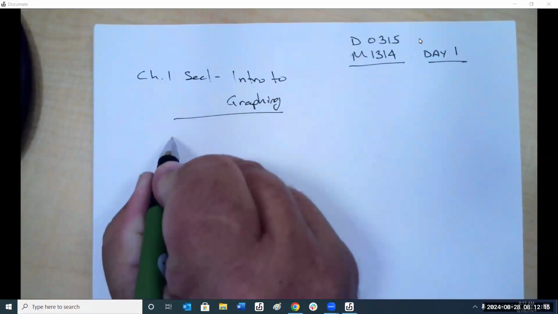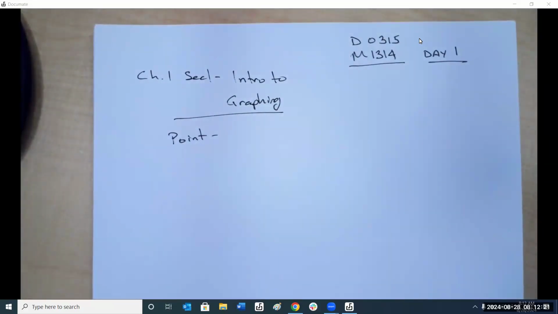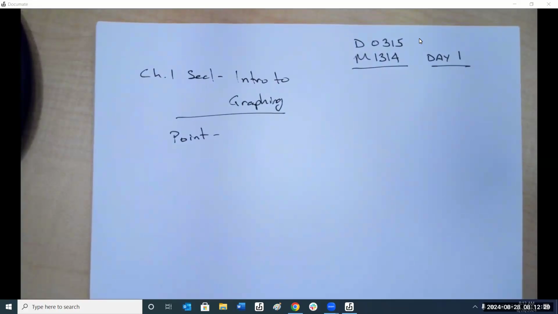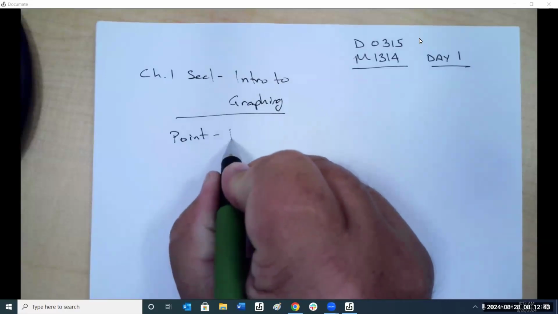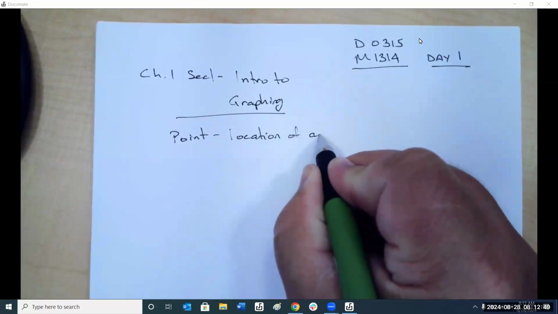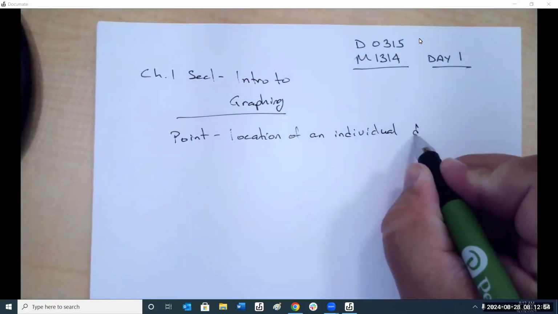So let's begin. What is a point? We know when we graph something, we put a dot, a point. What is a point? Yes, but how do we find a point? I'm glad you said the location. And individual data point.